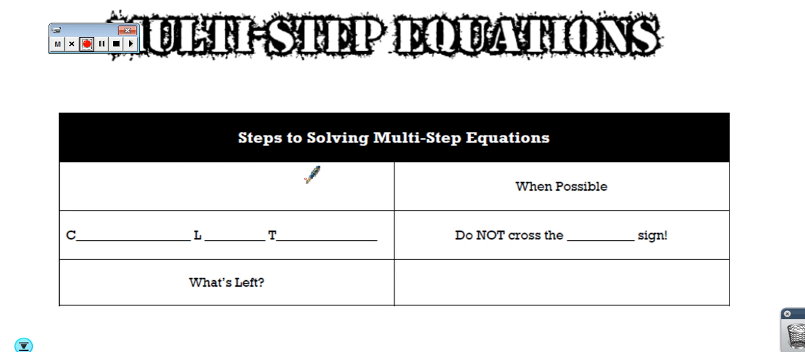Alright, we are looking at multi-step equations. Multi-step means that there are more than two steps. You've already seen one-step and two-step equations. Now we're looking at multi-step.